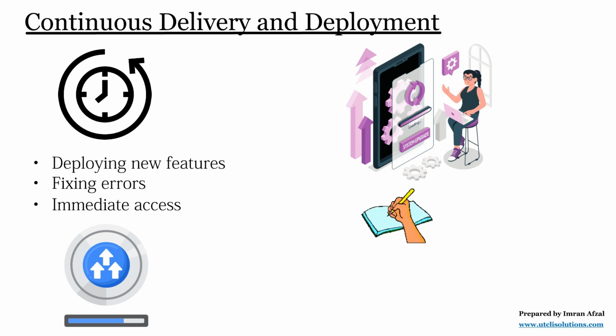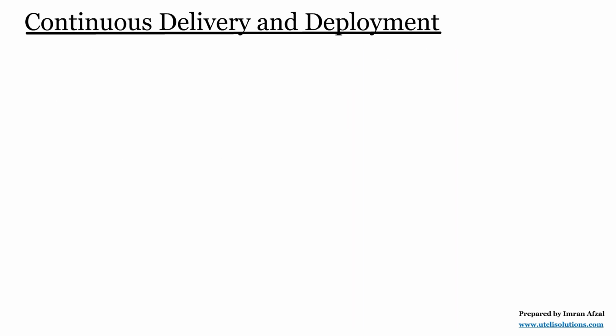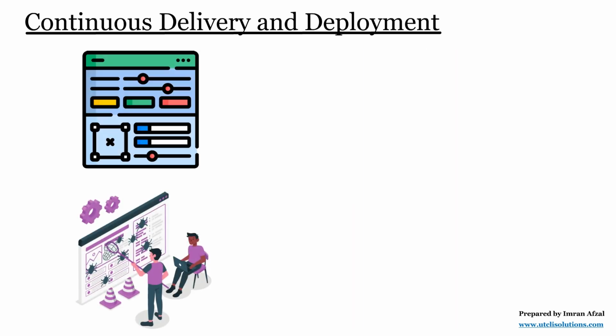Please note that it's not like once software is provided to end users, the team has no concern afterwards. No, no, no. Things don't work like this in continuous deployment. The process of updating features and fixing bugs never stops. Rather, it involves further monitoring and rollbacks in case of problems. That's why it is called continuous deployment.